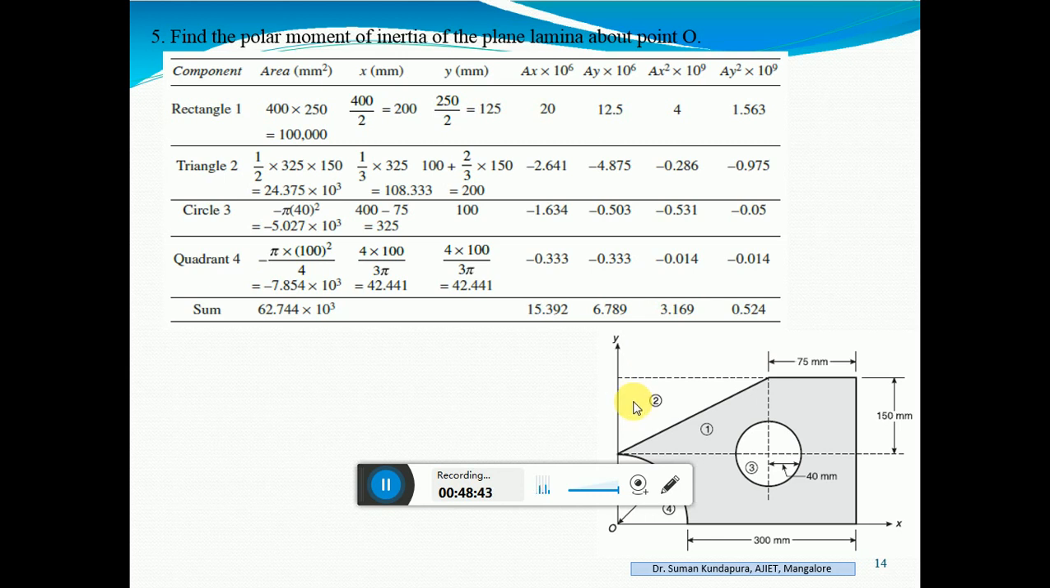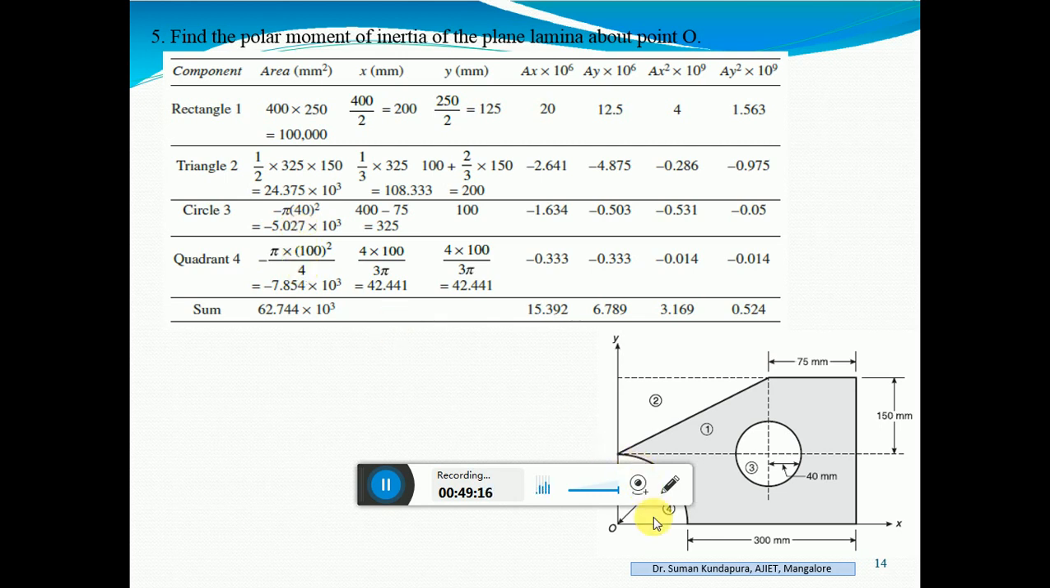Next, I want to take off this cutoff region, the triangle. So it is half into base. This whole is 400 minus 75, it is 325, and this height is 150. Half into 325 into 150, you get this answer. Next, the third figure is my circle, which is a cutout portion. I have to subtract it. So it is minus pi r square, r is 40.